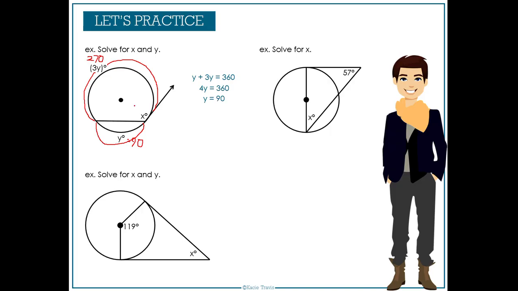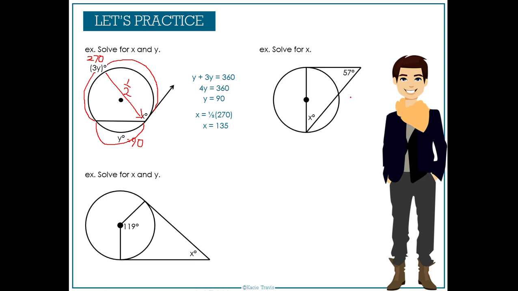3 times 90 is 270. Now, this x here, this is made up of a chord and a tangent line, which means that this thing is half the size of this angle. So for me to go from this arc to this angle, I got to divide by 2. So when I do that, half of 270, divided by 2, is 135. So my x is 135.